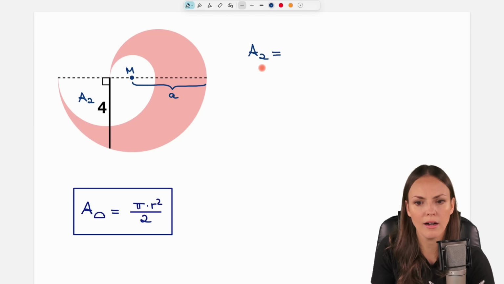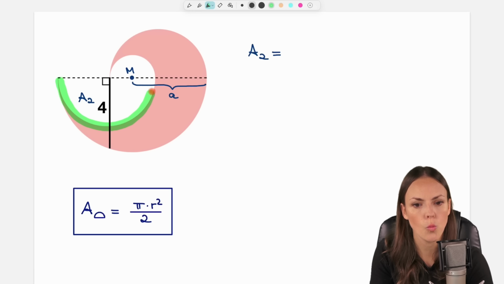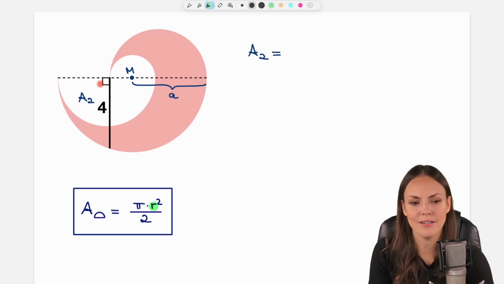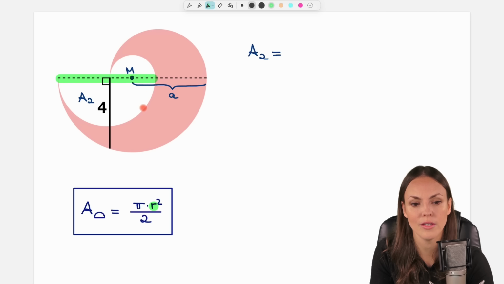Okay, what about A2 then? The area of this white semicircle. We still have our formula. We just need the radius of this white semicircle. But we don't know where the center of this circle is. So maybe instead of working with the radius, we could also work with the diameter here of this white semicircle. What do we know about the diameter?